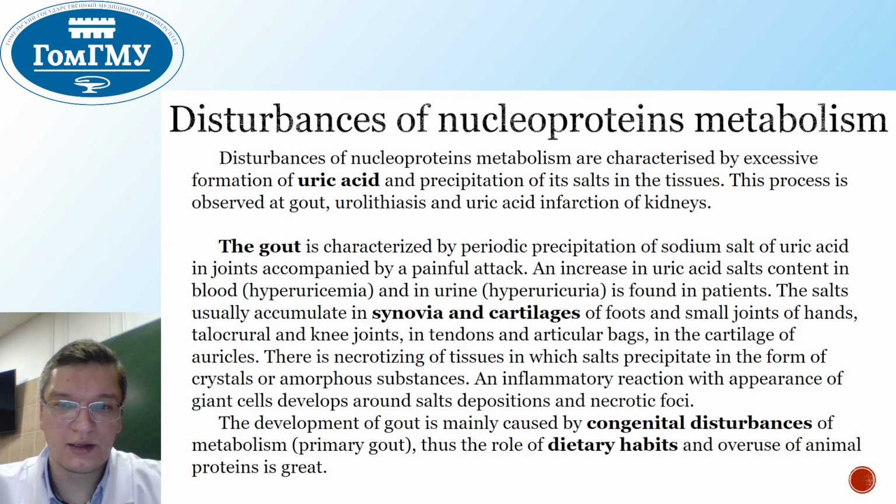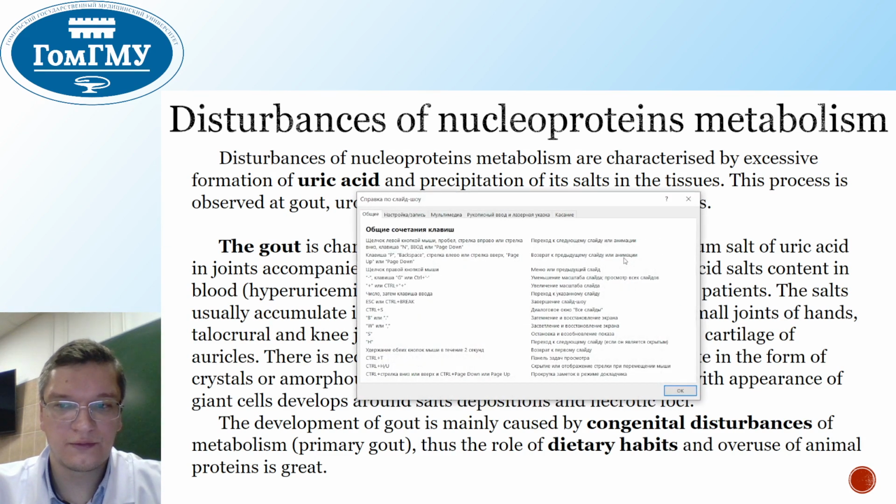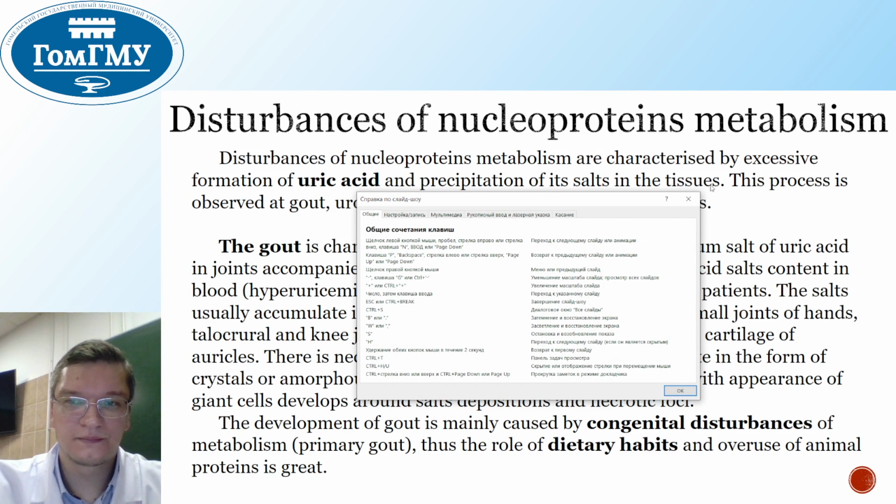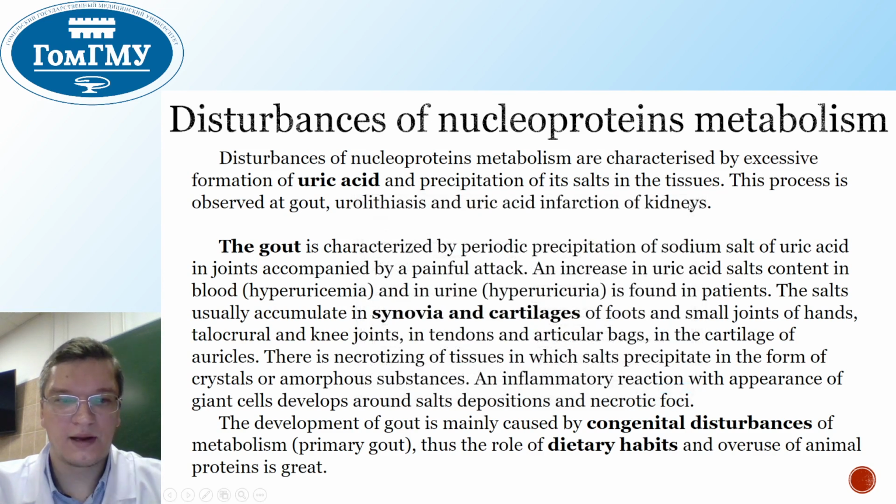in tendons and articular bags, in the cartilage of auricles. There is necrosis of tissue in which salts precipitate in the form of crystals or amorphous substances. An inflammatory reaction with appearance of giant cells develops around salt depositions and necrotic foci. The development of gout is mainly caused by congenital disturbances of metabolism, and thus the role of dietary habits and overuse of animal proteins is great.